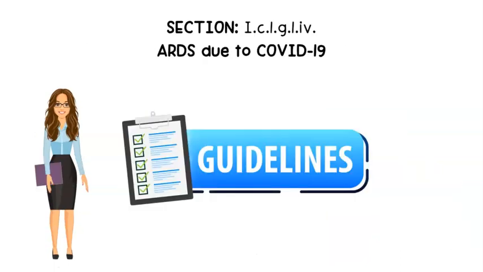Let's say the patient is diagnosed with COVID-19 and later develops respiratory symptoms. The physician tells the patient he or she has a diagnosis of acute respiratory distress syndrome due to the COVID-19. Take time to refer to the ICD-10-CM coding guideline I.C.1.g.1.d for ARDS due to COVID-19.